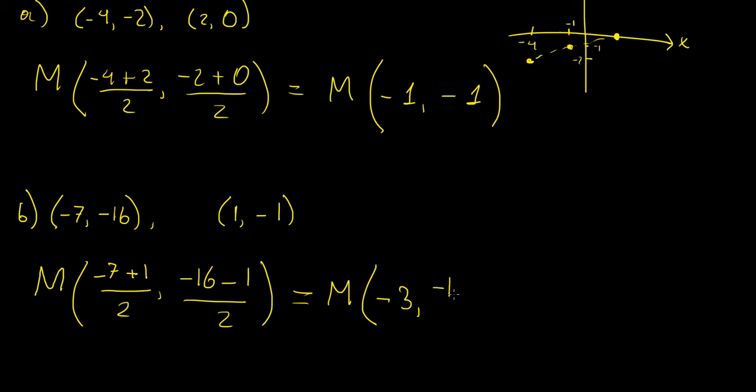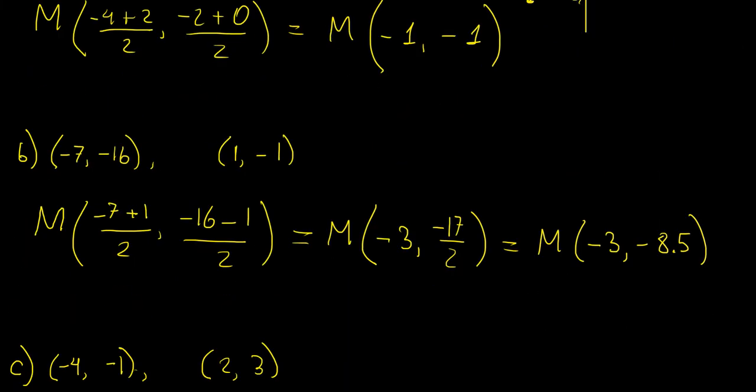Well, we could just leave it as it is, or we could convert it to a decimal. So minus 17 divided by 2 is going to be minus 8.5. And that's the midpoint. So you can see that in this case, the line segment is quite long because we're jumping from 1, minus 1 to minus 7, minus 16. So obviously, we expect the point to have coordinates right in between those two.